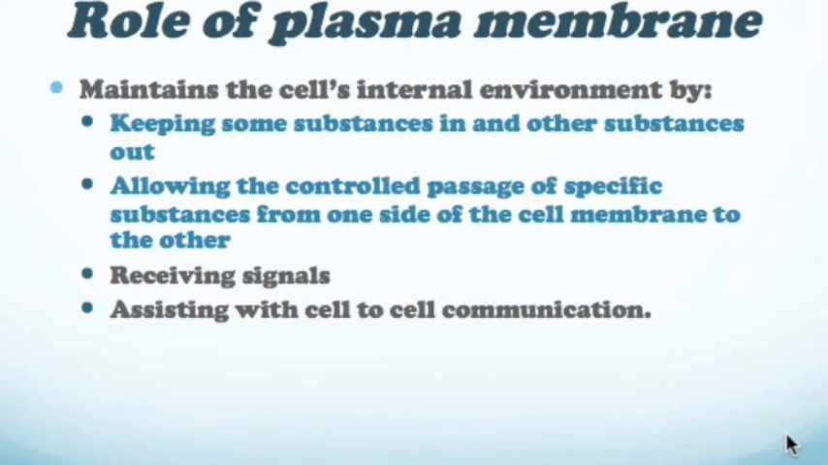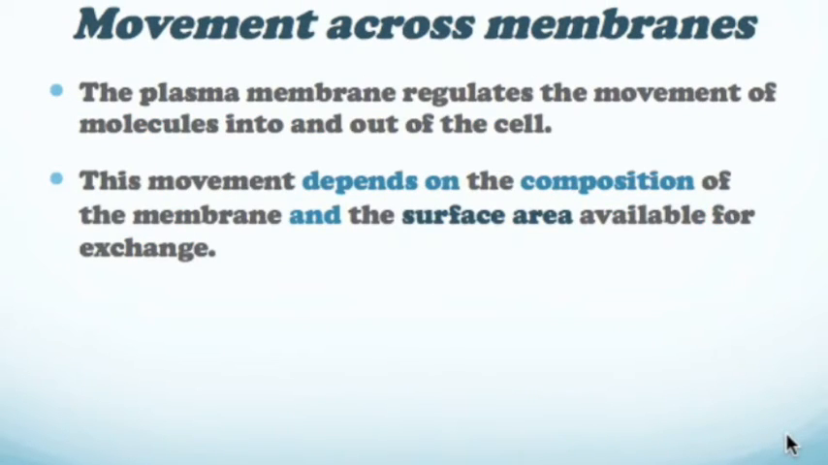Okay, so the role of the cell membrane is to maintain a cell's stable internal environment. It does this by allowing some substances to stay in and others to stay out, okay? And this controlled passage of substances gives the cell membrane its unique properties, such as its ability to be selectively permeable to certain substances.